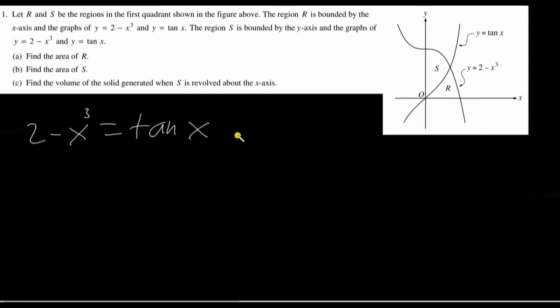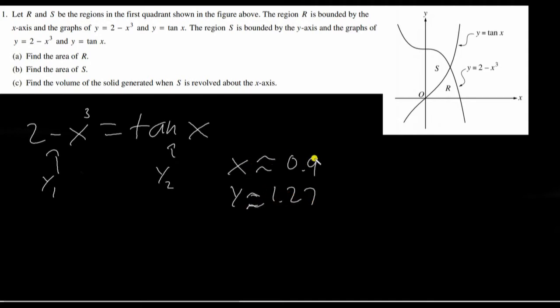So now that we set these two equal to each other, I can graph this in y1, and I can graph this in y2, and that's going to give me x is equal to approximately 0.9. And then if I want to find the y coordinate, I can take the tangent of it, and I'm going to get y is approximately 1.27. Now I don't want to use these approximate values for the rest of the problem, because that's going to lead to some small inaccuracies that are not going to give you full credit.